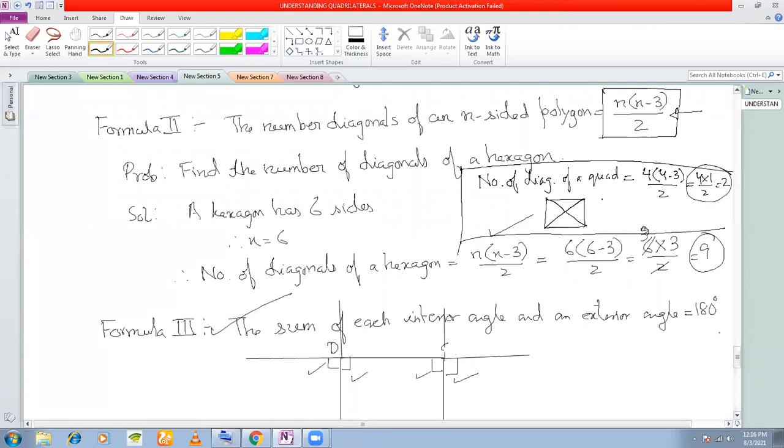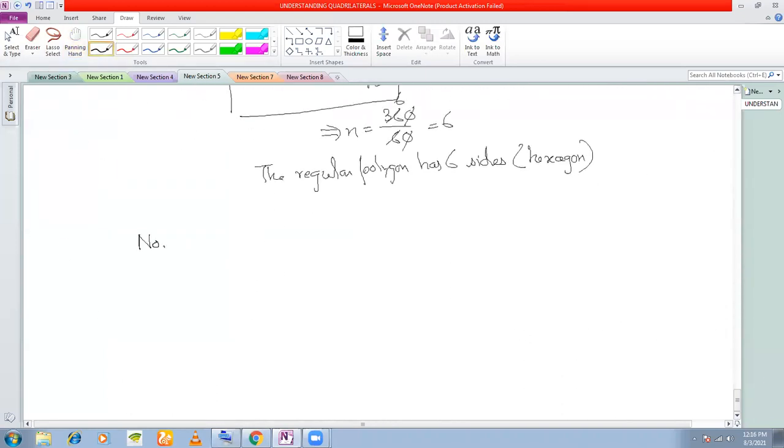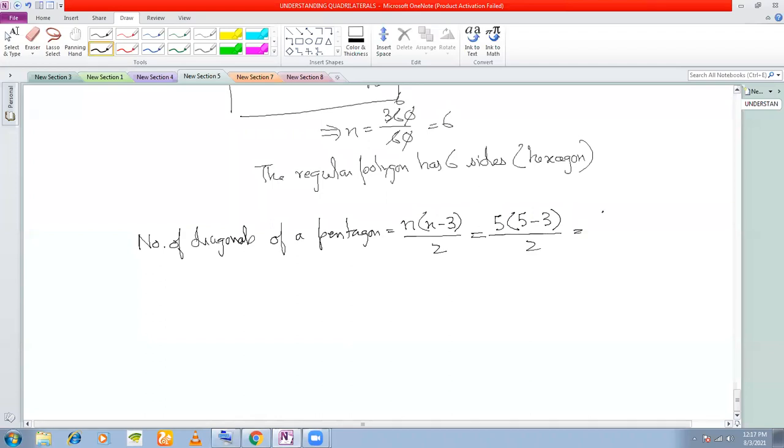Suppose for a pentagon, the number of diagonals is equal to n into n minus 3 divided by 2. This was the formula, right? How many sides does a pentagon have? 5. So put n equal to 5. So a pentagon will have 5 diagonals. You can check also by drawing. Let's draw and check if it has 5 diagonals.